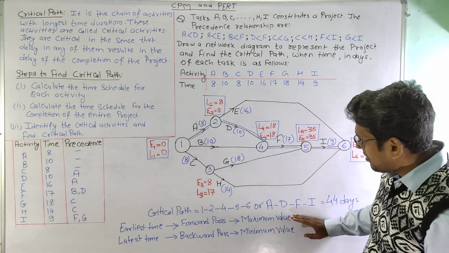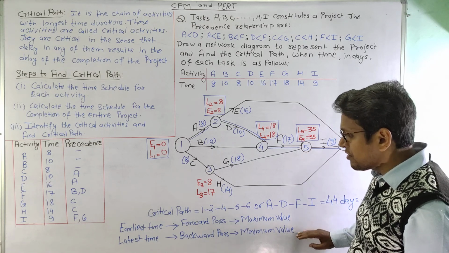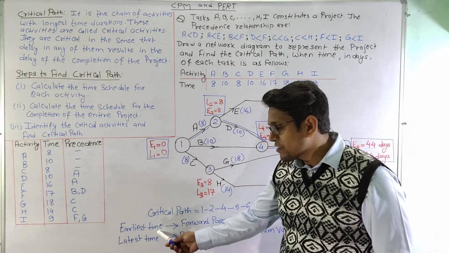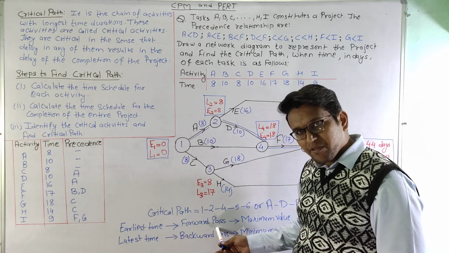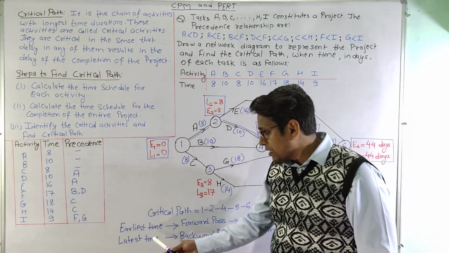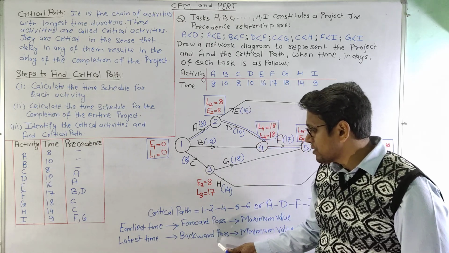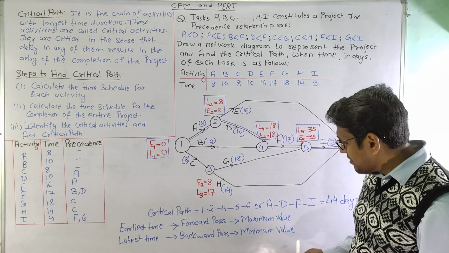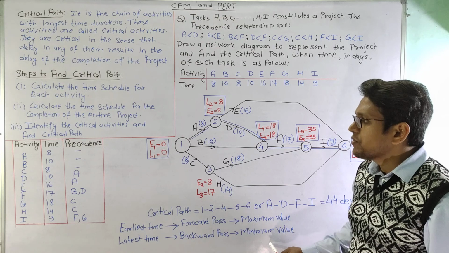So please keep in mind these 2 things: to calculate the earliest time we will use the forward pass method, in which we select the maximum value, and to calculate the latest times we will use the backward pass method and take the minimum value.